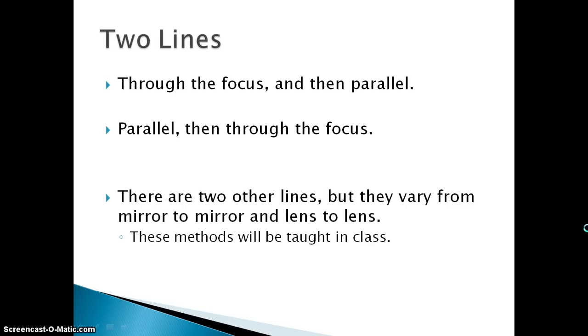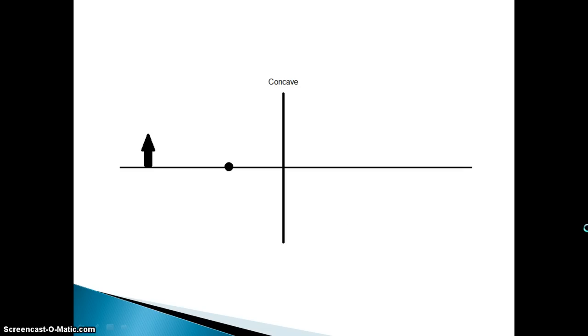So we're just going to focus on these 2 main rays that work for every single type of mirror, regardless of whatever, if it's concave or convex, or the position of the object. The first ray goes through the focus, and then it goes parallel. The second ray goes parallel, and then it goes through the focus. There's 3 types of setups we can have. 2 of them are for concave. 1 of them is for convex.